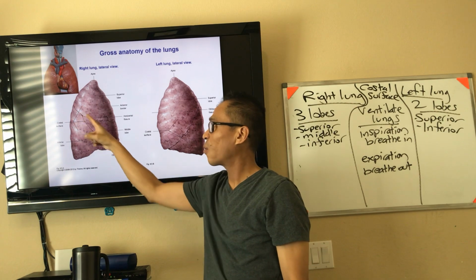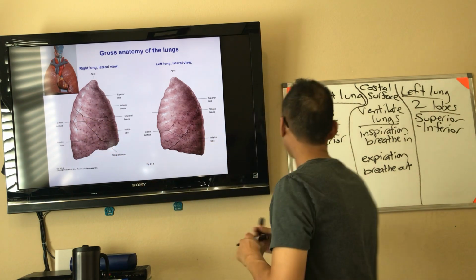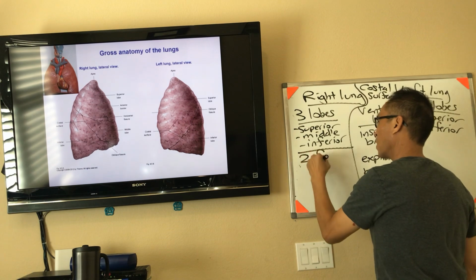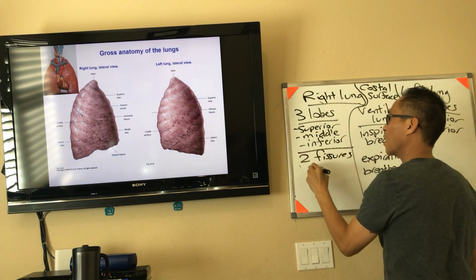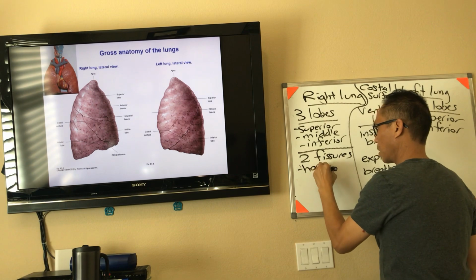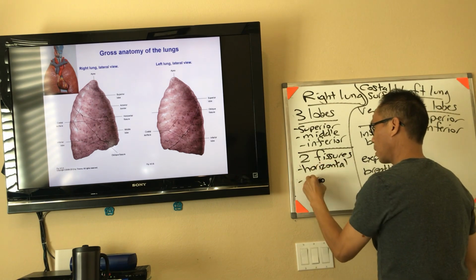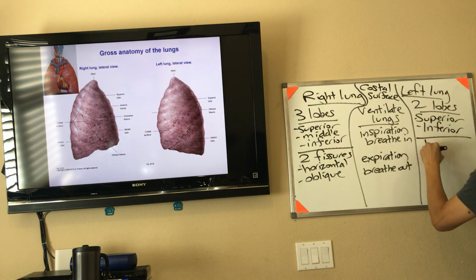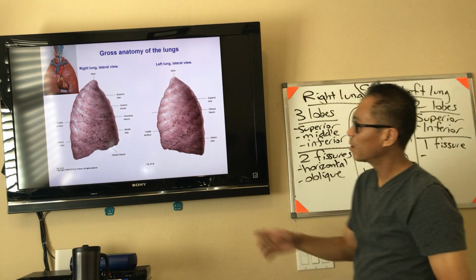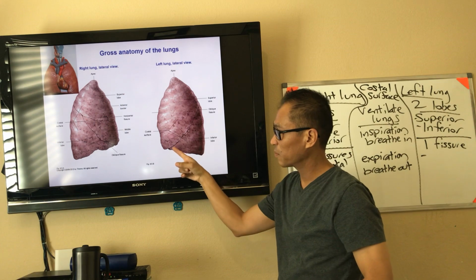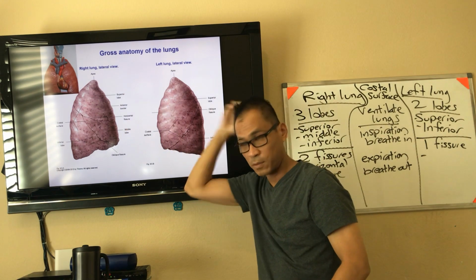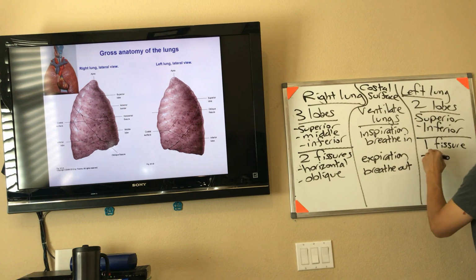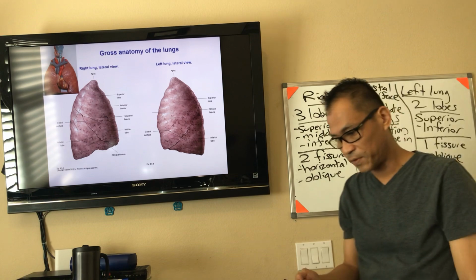The 2 fissures, a horizontal and oblique fissure. And on the left side, 1 fissure. The right here, 1 oblique fissure, because it's more oblique, less horizontal. That's basically what you got to know on that surface.